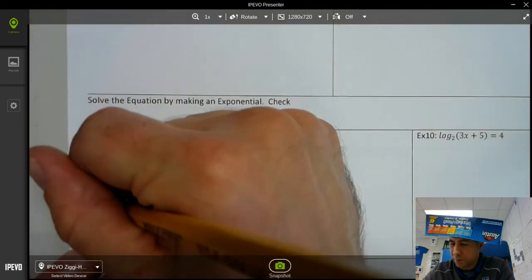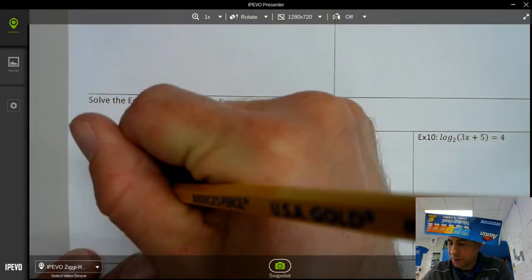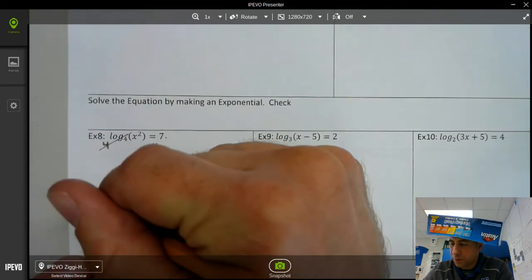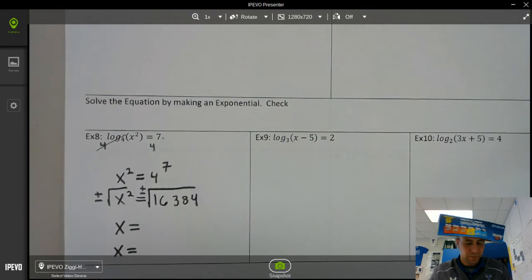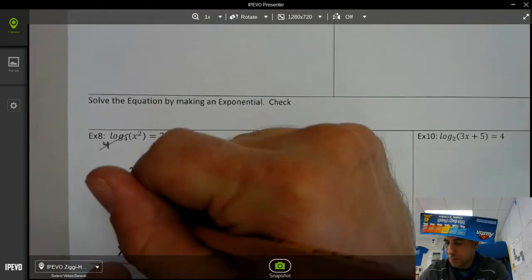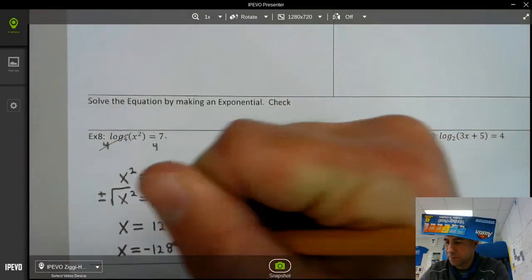Take the square root of both sides. Remember, the square root is plus or minus. So x equals a positive 128 and a negative 128.